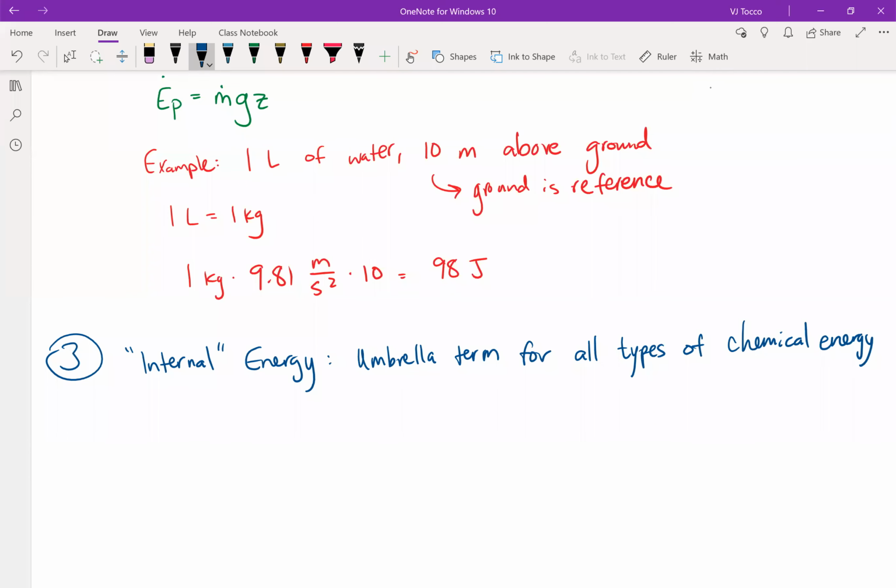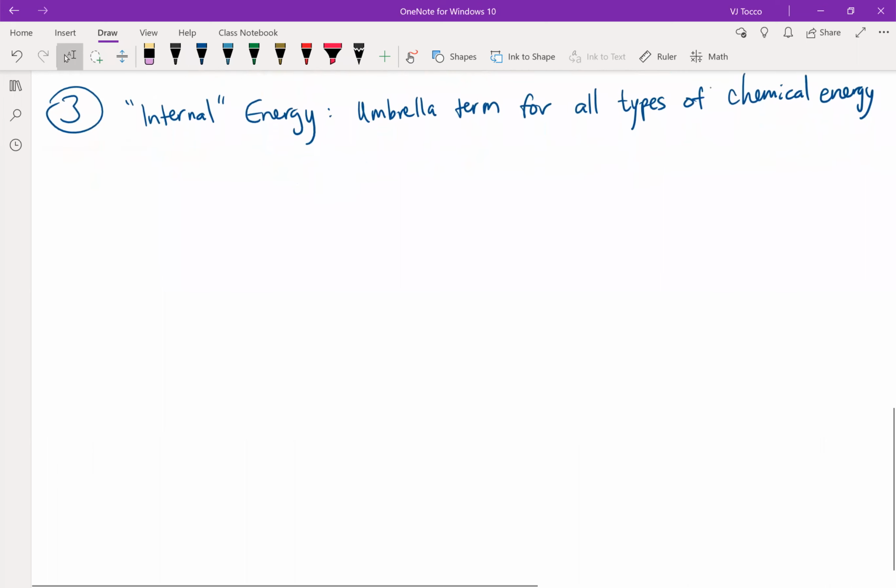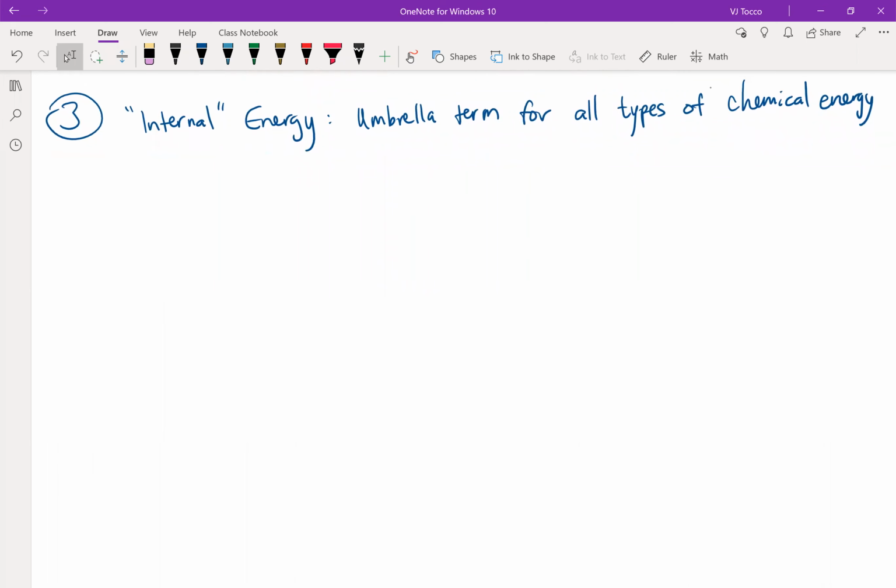The third type of energy, which is a little bit more nebulous, is the internal energy. And in this class, I'm going to define this to be the umbrella term for all other types of chemical energy. So I always think back to my organic chemistry class.